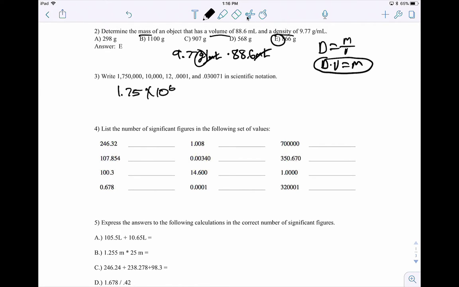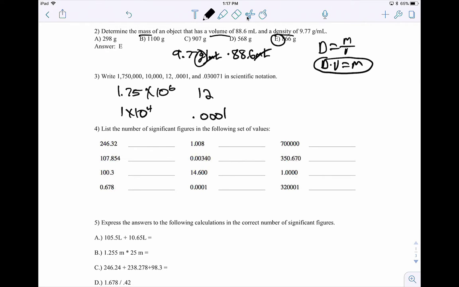Now let's try 10,000. Well, we've only got one number that's non-zero. So we can say 1 times 10 to the what power? Well, assuming the decimal is at the very end here because it's not present, 1, 2, 3, 4. 1 times 10 to the 4. Looks like you have a little glitch there. It's interesting. So now the number 12. Well, the number 12 is already written in its most simple form.